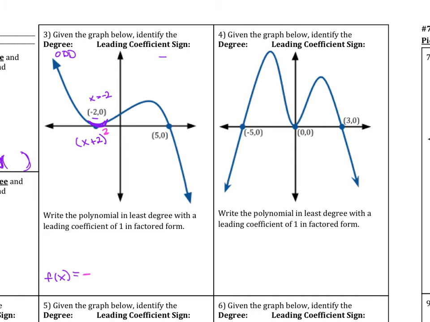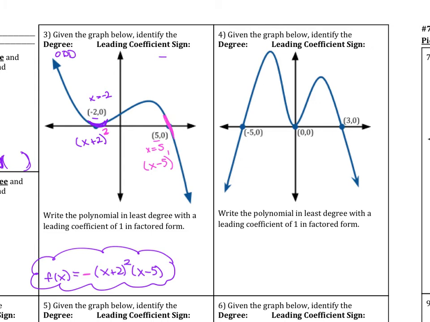Then the right one, the 5, so if x equals 5, the factored form is x minus 5. Now it passes through the x-axis, therefore it's just a power of 1. So when we write this polynomial, it is x plus 2 squared, because it bounces at that -2, times x minus 5.